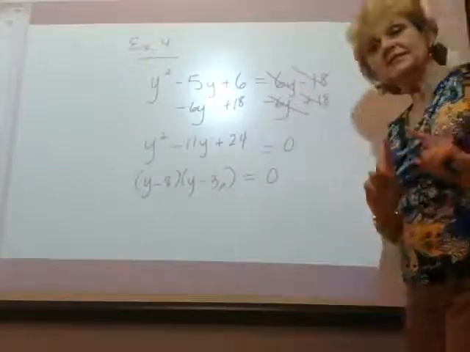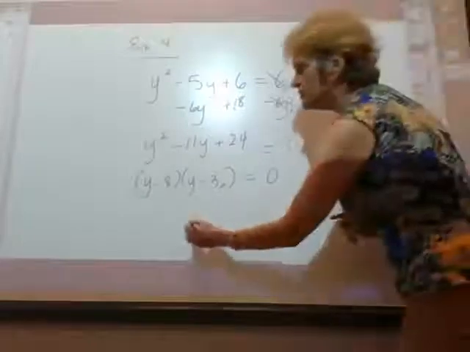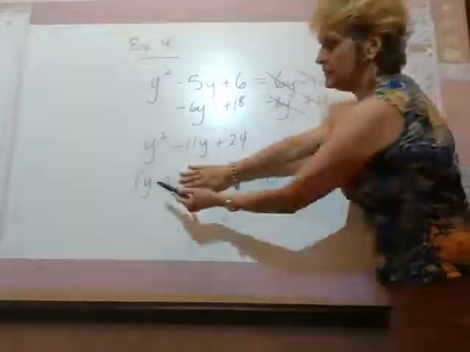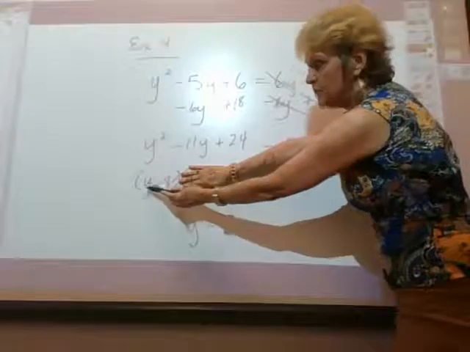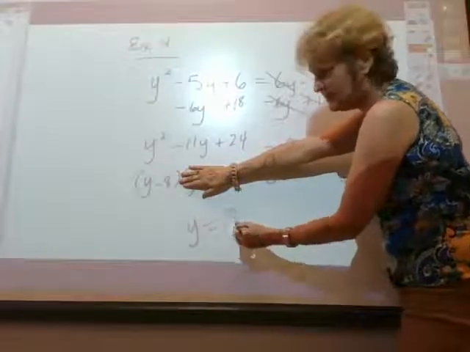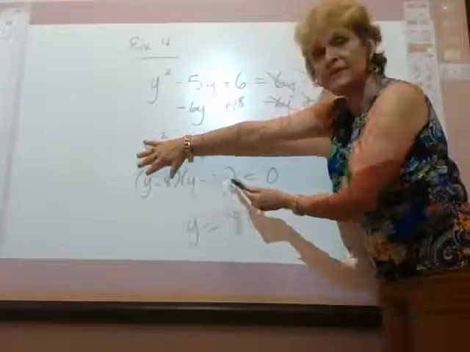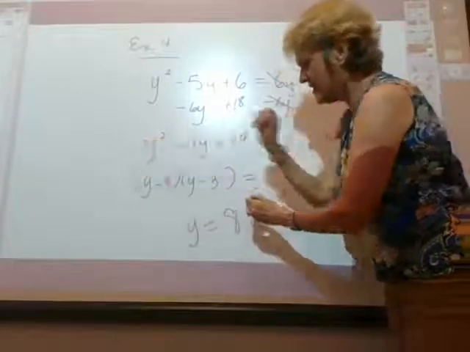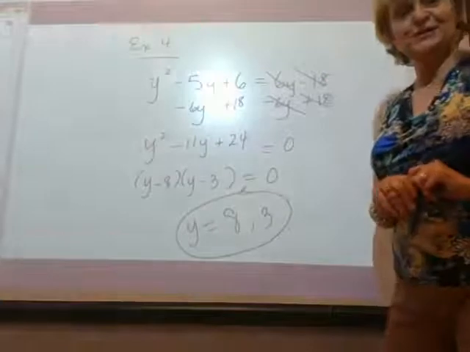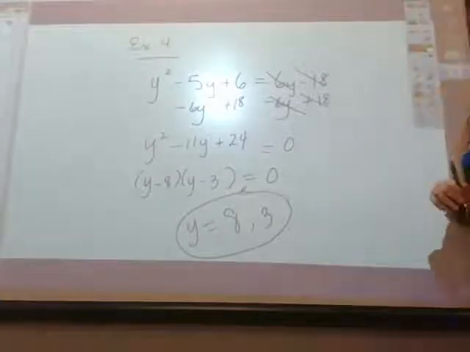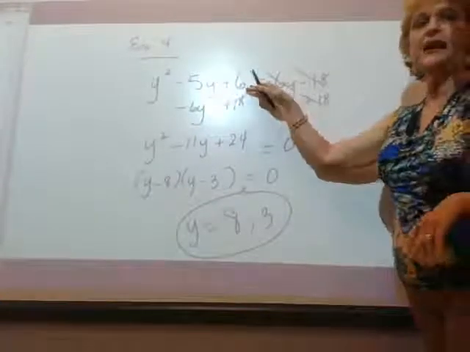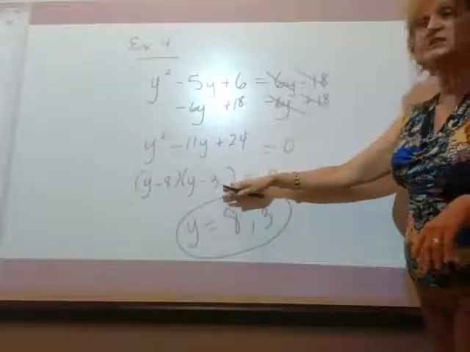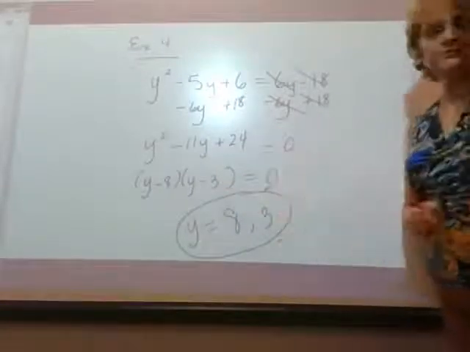All right, so in this case, what are your two solutions? Well, y minus 8 is 0, so what would y have to equal? Positive 8. For y minus 3 equals 0, what would y have to equal? 3. So these are your two solutions. Okay, so these you didn't take a common term out because it was a trinomial. You factored into two binomials and got your two solutions.